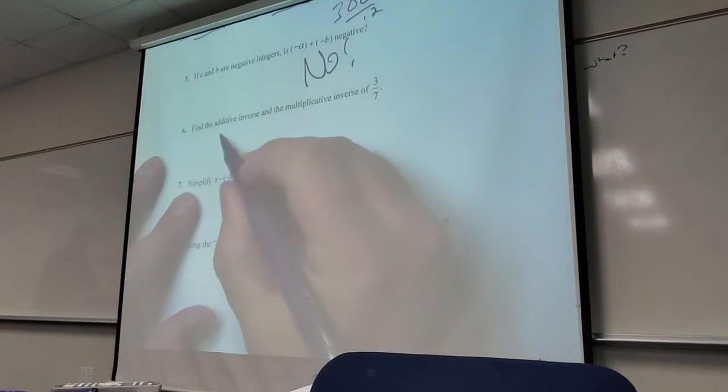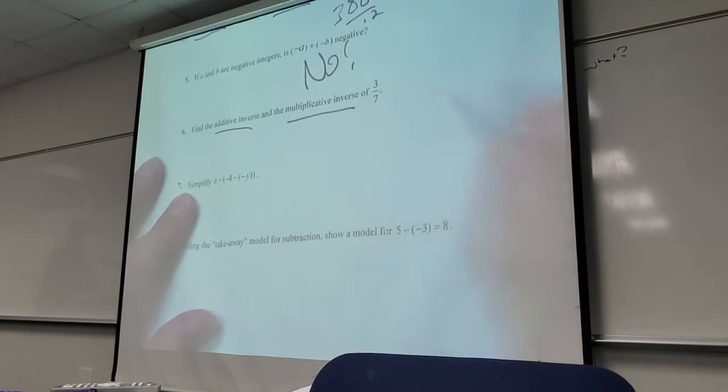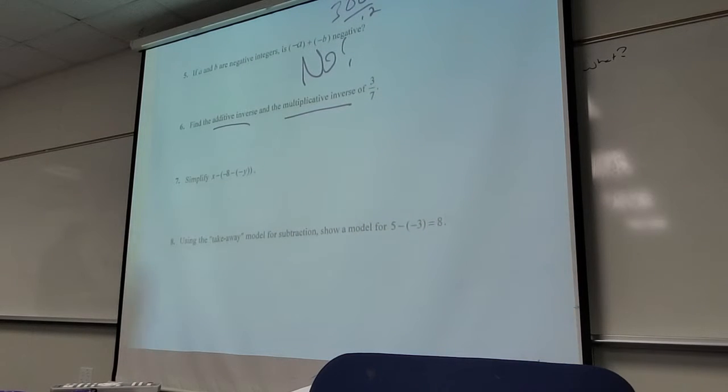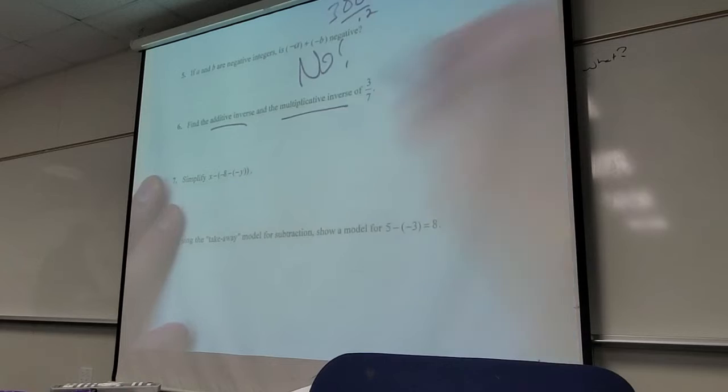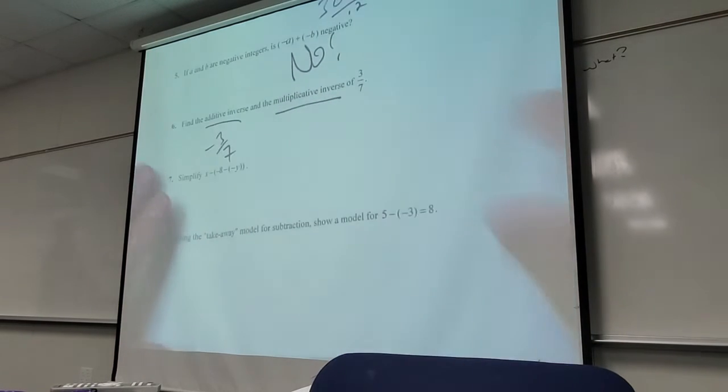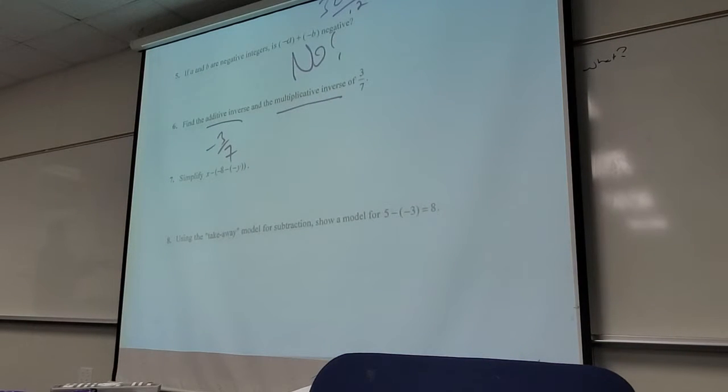So this one, hopefully, see if you guys remember. What's the additive inverse of 3/7? We just talked about it. Yeah, negative 3/7. Whatever the thing is, you stick a negative sign in front of it, or change its sign.